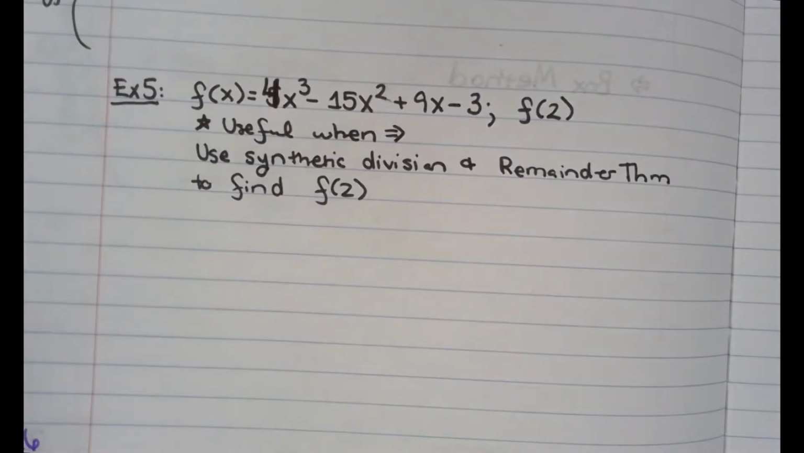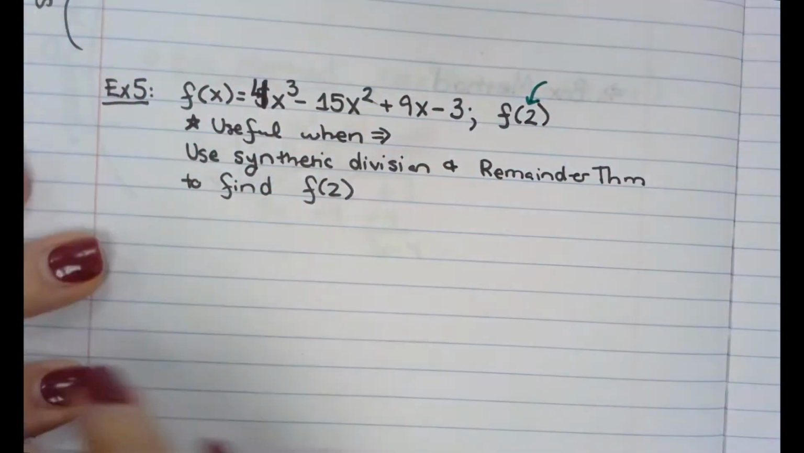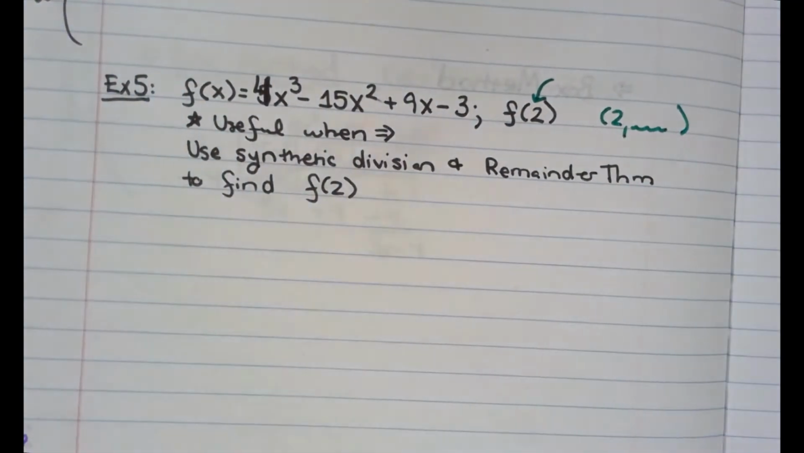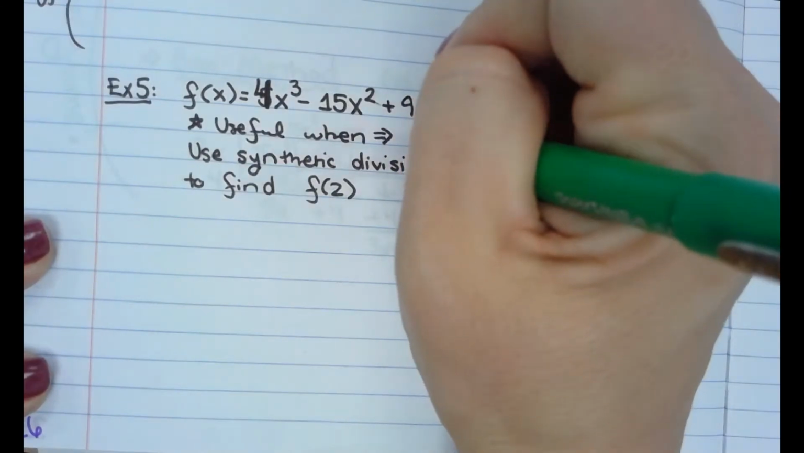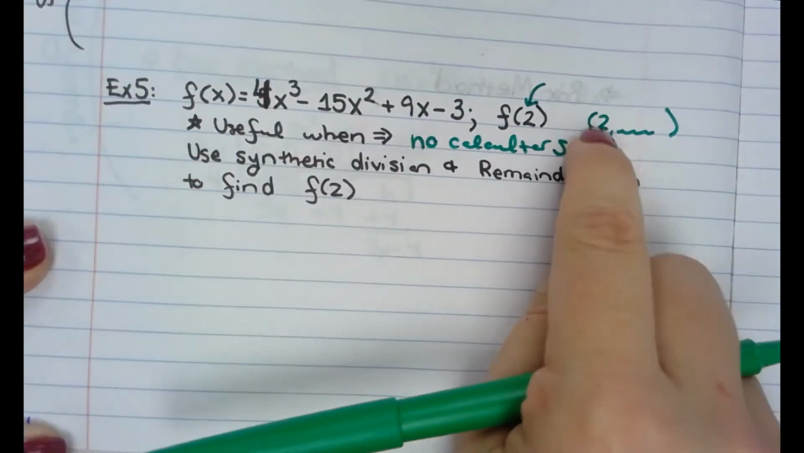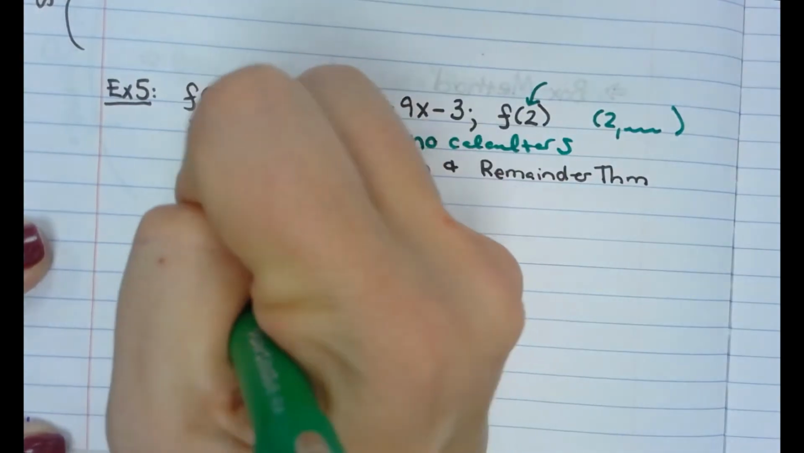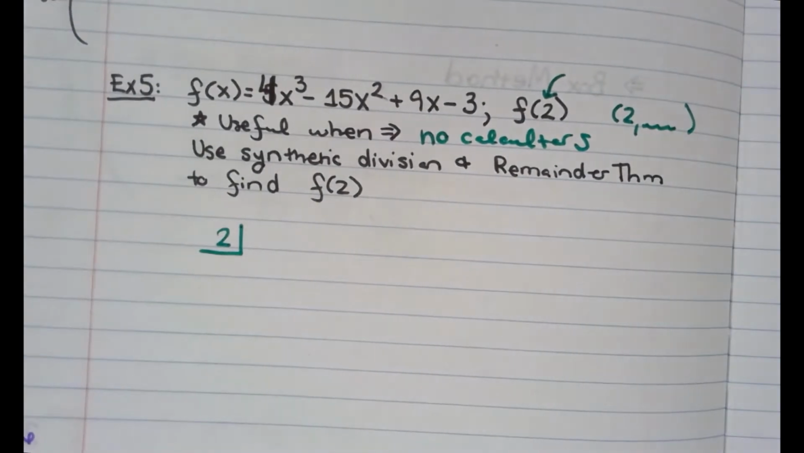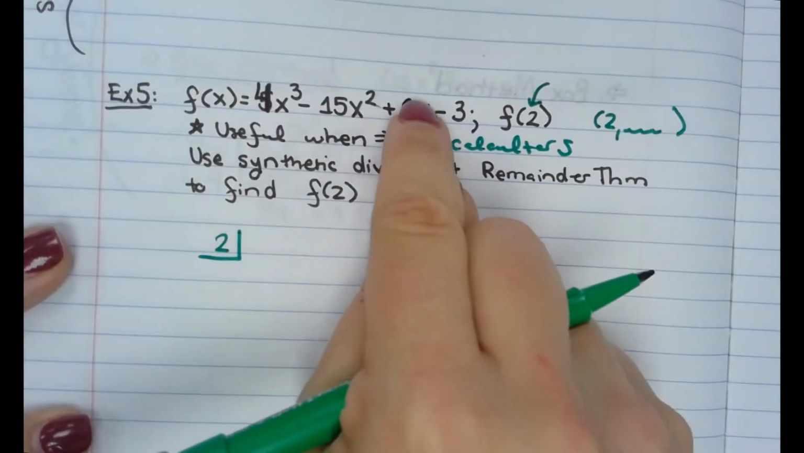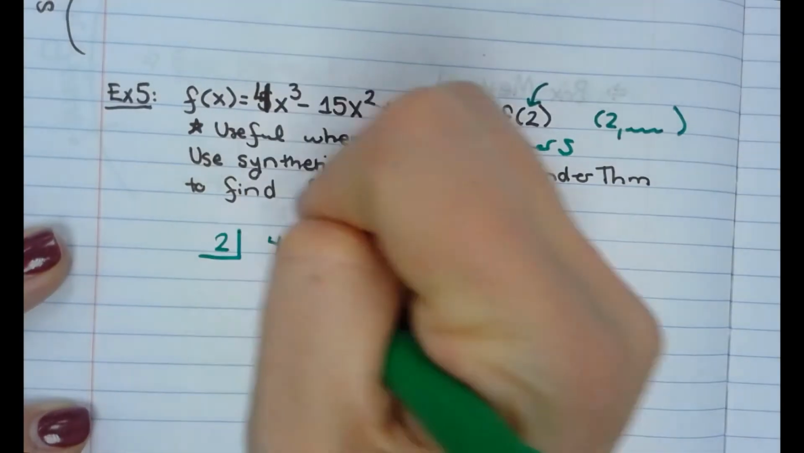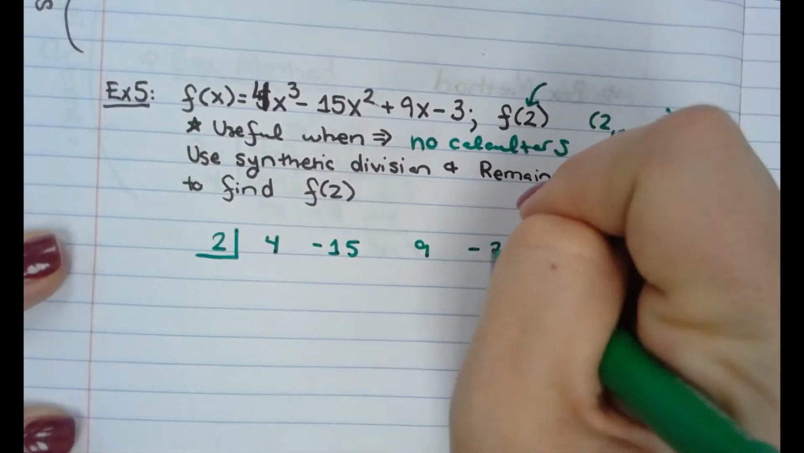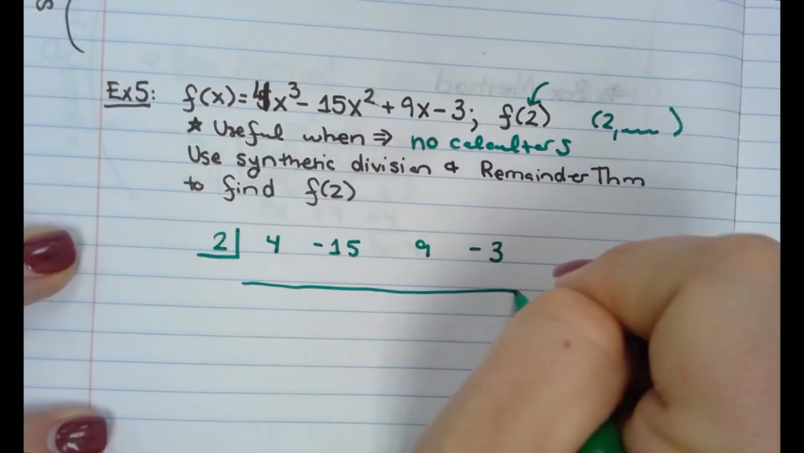So at this point, I'm asking you to plug in 2. So basically plug in 2 and see what the output is. So we are going to pretend we do not have our calculators. You are going to set up synthetic division using a 2 for your box. 2 goes into the box. Moving on. And we are going to write down all of our coefficients like normal. So here we go. 4, negative 15, 9, negative 3. Skip a space.